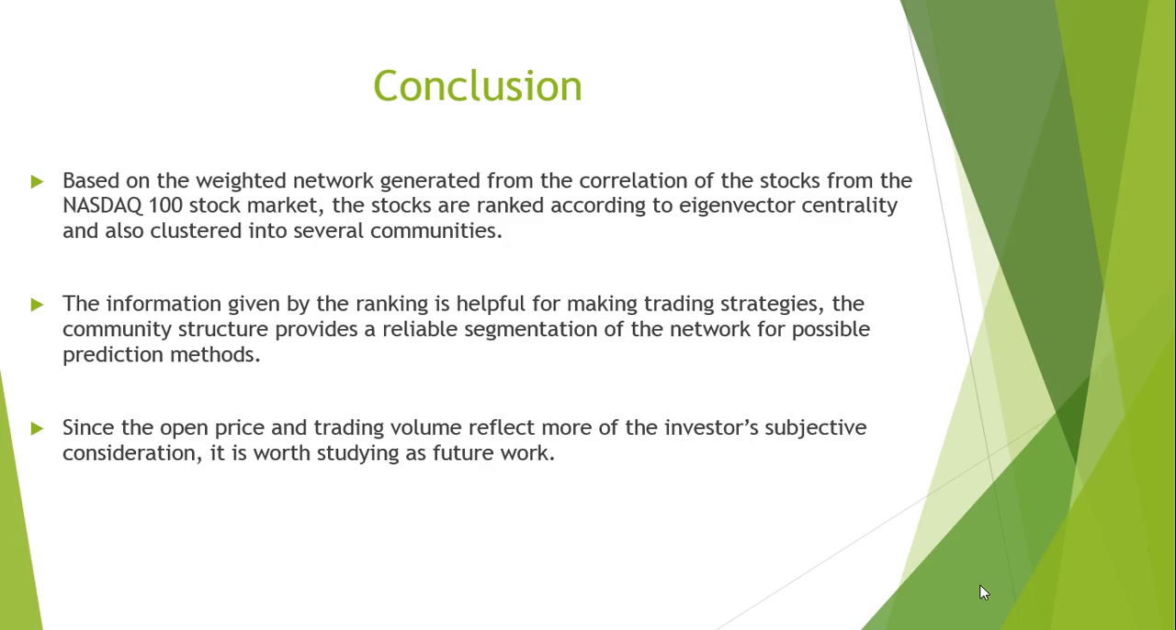Coming to the conclusion of the project, based on the weighted network generated from the correlation of the stocks from the Nasdaq 100 stock market, the stocks are ranked according to the eigenvector centrality and also clustered into several communities. The information given by the ranking is helpful for making trading strategies. The community structure provides a reliable segmentation of the network for possible prediction methods. Since the open price and the trading volume reflect more of the investor's subjective consideration, it is worth studying as a future work.